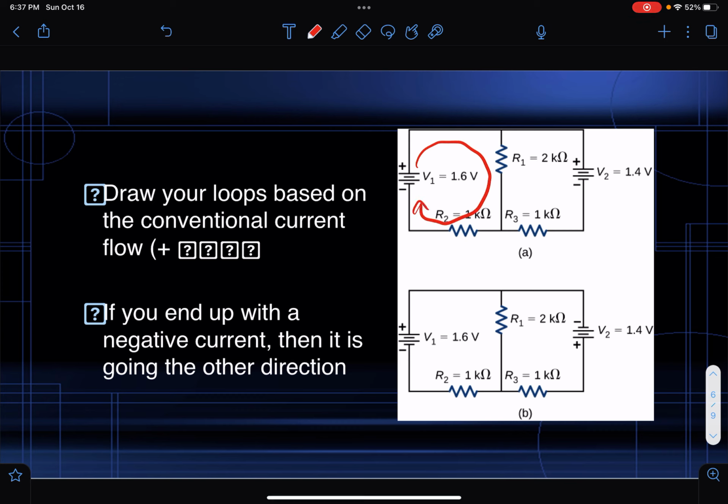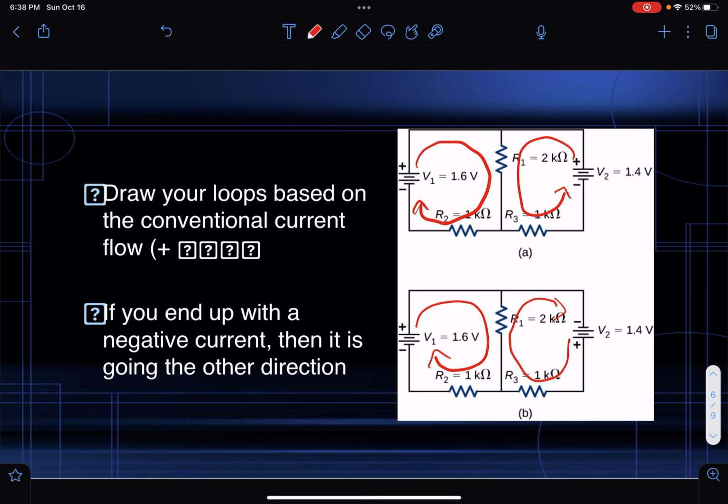Okay, and so same thing here, we go from positive to negative. All right, so these two batteries are kind of working together, so you can treat them as working together, and you're not going to get any negative currents at all. In this one here, we've got this one going this way. I would actually draw this one in that direction.